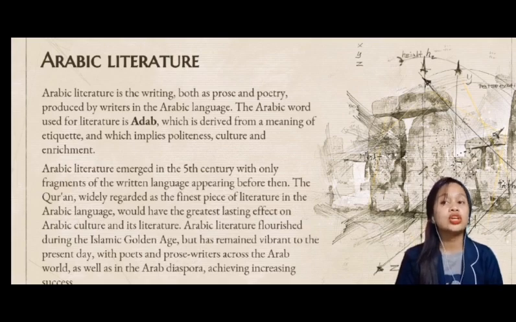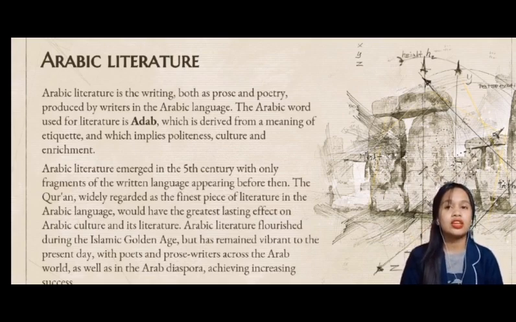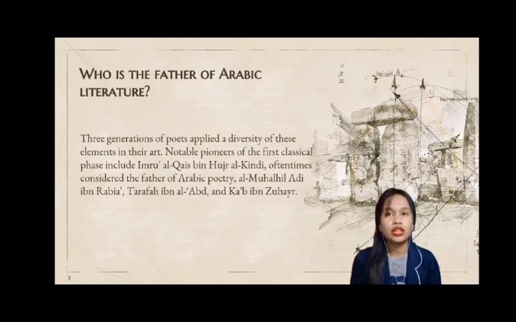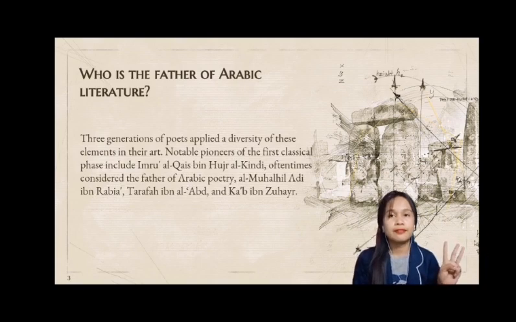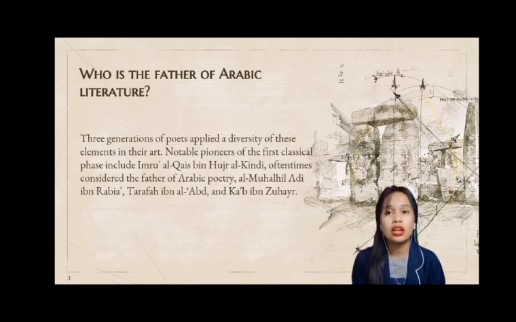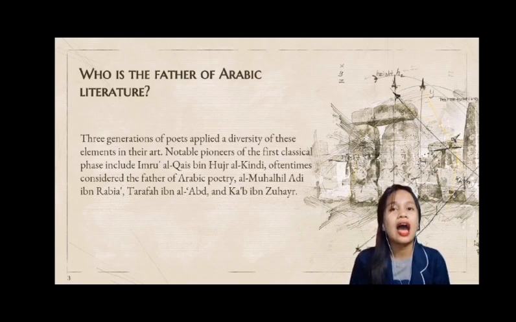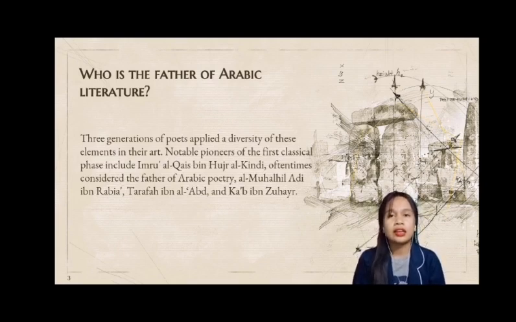Arabic literature flourished during the Islamic Golden Age but has remained vibrant to the present day, with poets and prose writers across the Arab world as well as in the diaspora achieving increasing success. So who is the father of Arabic literature? Three generations of poets applied a diversity of these elements in their art. Notable pioneers of their first classical phase include Imru al-Qais bin Hujr al-Kindi, oftentimes considered the father of Arabic poetry, Al-Muhalhil ibn Rabia, Tarafa ibn al-Abd, and Ka'b ibn Zuhayr.